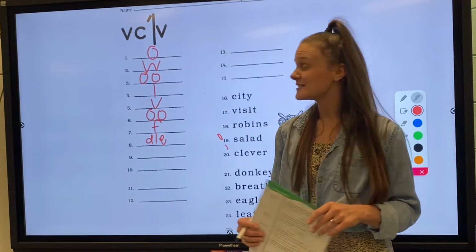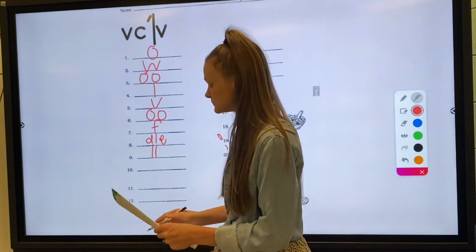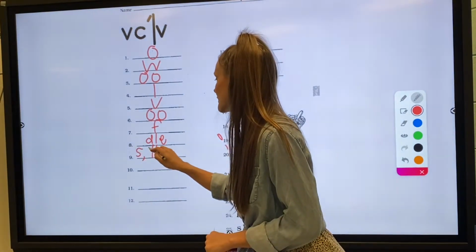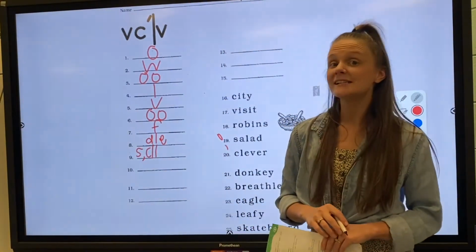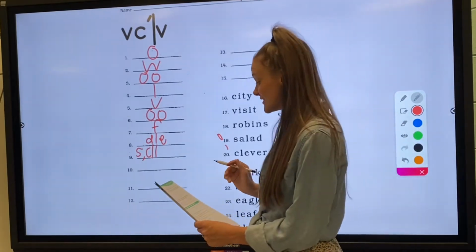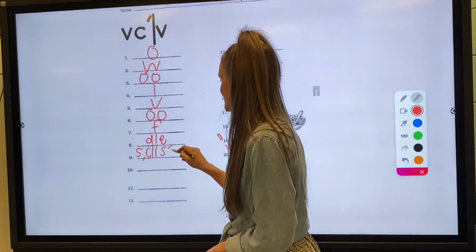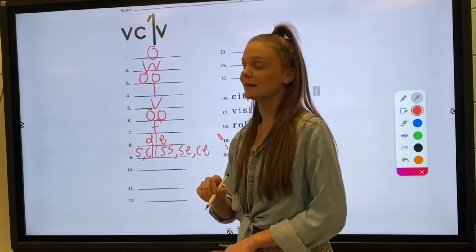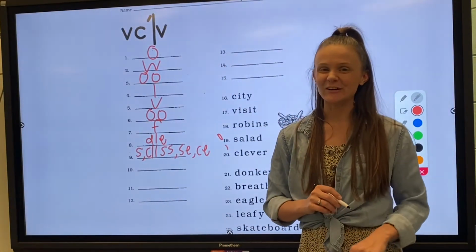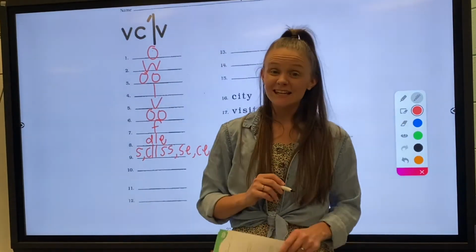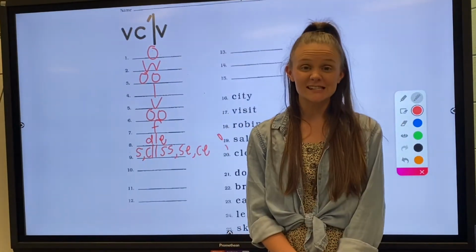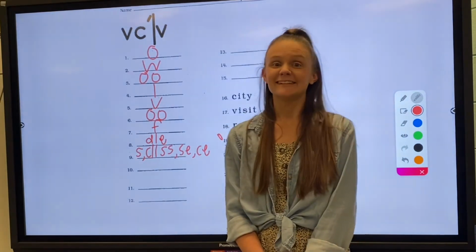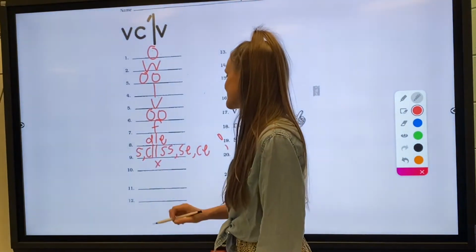S. So I'm going to divide my line in 2 parts for number 9. At the beginning of a word, letter S and letter C can make the S sound. At the end of a word, S-S, S-E, and C-E can make the S sound. And for number 10, my letter sound is X. Yes, that is letter X.